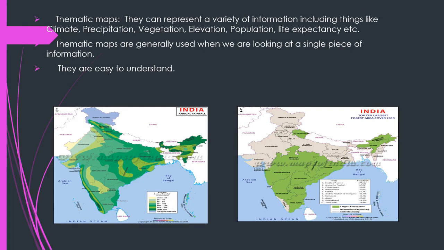Thematic maps can represent a variety of information, including things like climate, precipitation, vegetation, elevation, population, life expectancy, etc. Thematic maps are generally used when we are looking at a single piece of information. They are easy to understand.